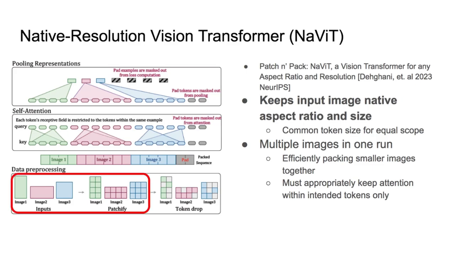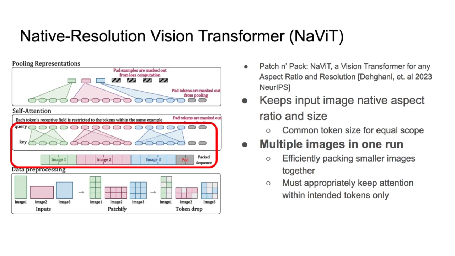One is not resizing input images to a single canonical size. It does so by dividing images of any size onto an appropriate number of patch tokens, such that there is a common token size for equal scope across all images. This example illustrates the point with three different image sizes.